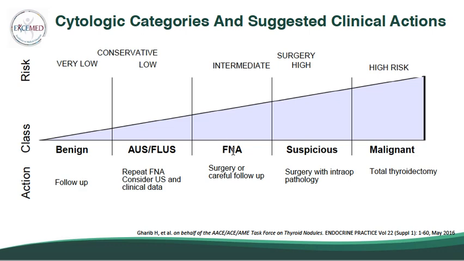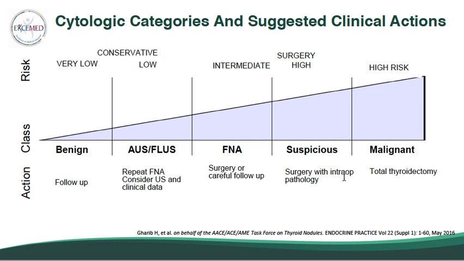it's a follicular neoplasm, then you can suggest surgery or just close follow-up depending on your discussion with your patient. Or if the patient is high risk, you can suggest surgery with intraoperative pathology, or if it's malignant, then you can straight away suggest total thyroidectomy and refer the patient to surgery.